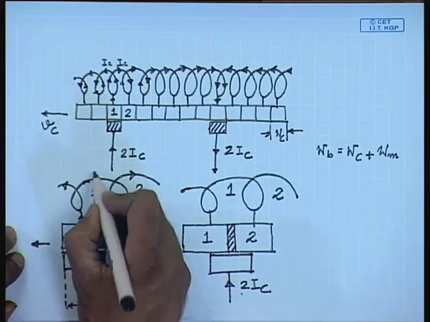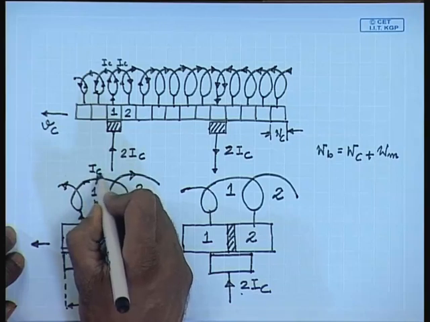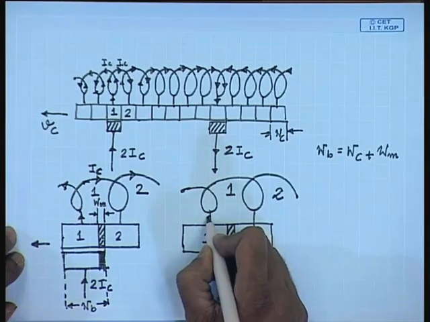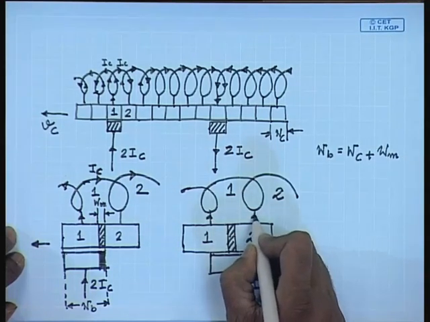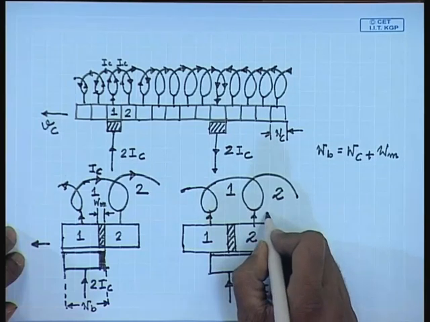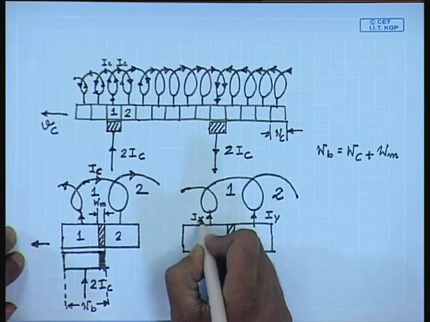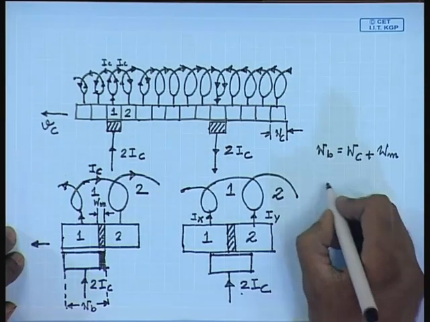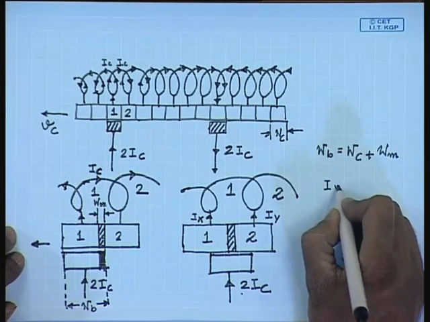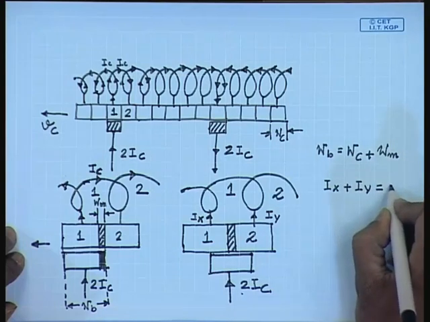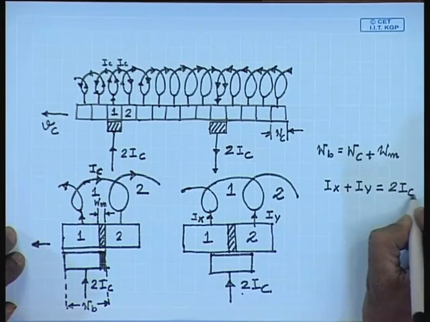In the beginning the coil current 1 was IC in this direction. This 2 IC divides into this 2 by, let us say, IY and IX. So, we have IX plus IY equal to 2 IC.